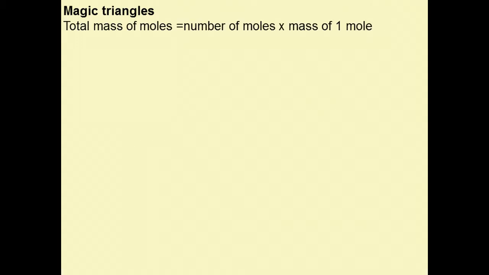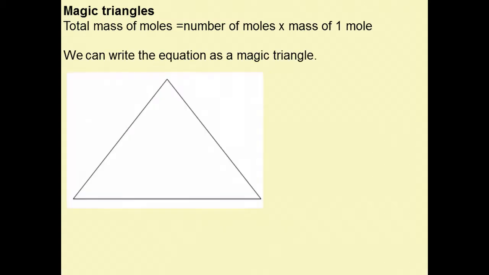If you're not very familiar or confident with rearranging equations, we're going to have a look at magic triangles. Using our key equation, total mass of moles is equal to number of moles multiplied by the mass of 1 mole, we're going to put this into a magic triangle. Stage 1, we draw a triangle. We draw some lines on the triangle like this. The item in the equation which is on its own goes in the top, and the two things which are multiplied together go here and here.